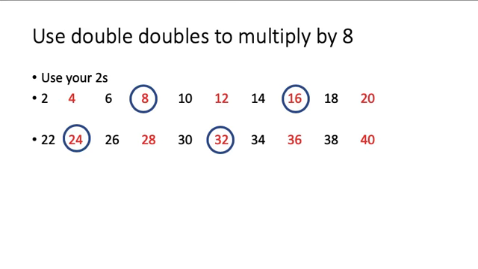So let me show you what that looks like when you're trying to multiply. So here I have the problem 8 times 6. I'm going to go all the way back to my twos and think of it as 2 times 6. And I'm going to double. So when I was multiplying by 4, I doubled 1 time. When I'm multiplying by 8, I have to double 2 times.